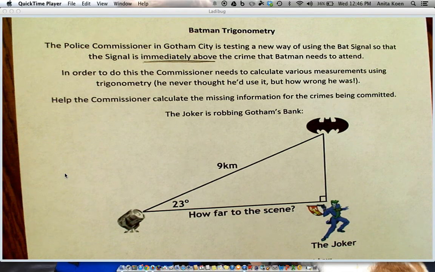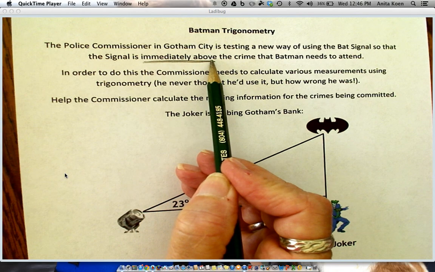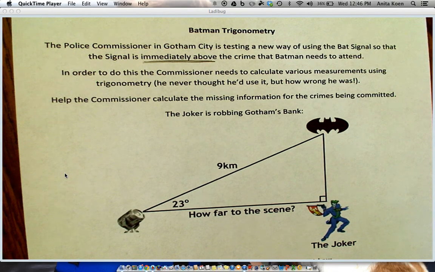Today we're going to look at a review problem for the test tomorrow on trigonometry. This is the Batman problem that you worked in class. The police commissioner in Gotham City is testing a new way of using the bat signal so that the signal is immediately above the crime that Batman needs to attend. Notice the words "immediately above" are underlined because they're going to become very important.